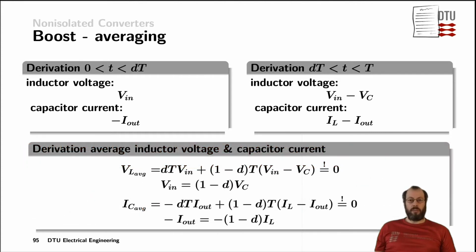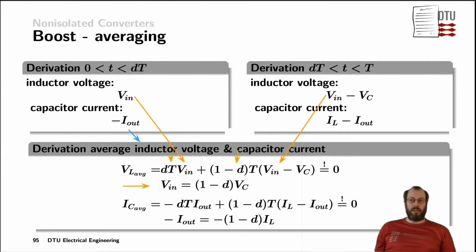Now, taking the next step of the averaging method and weighting the voltage across the inductor during the on time with its valid period, which is D times the period of the operation of the converter, and weighting the voltage across the inductor, here Vin minus Vc, with the valid period during which the switch is off in the operation of the converter, that is 1 minus D times the whole period, and equating this to 0, we can simplify that equation and rewrite it as Vin is equal to 1 minus D times the capacitor voltage.